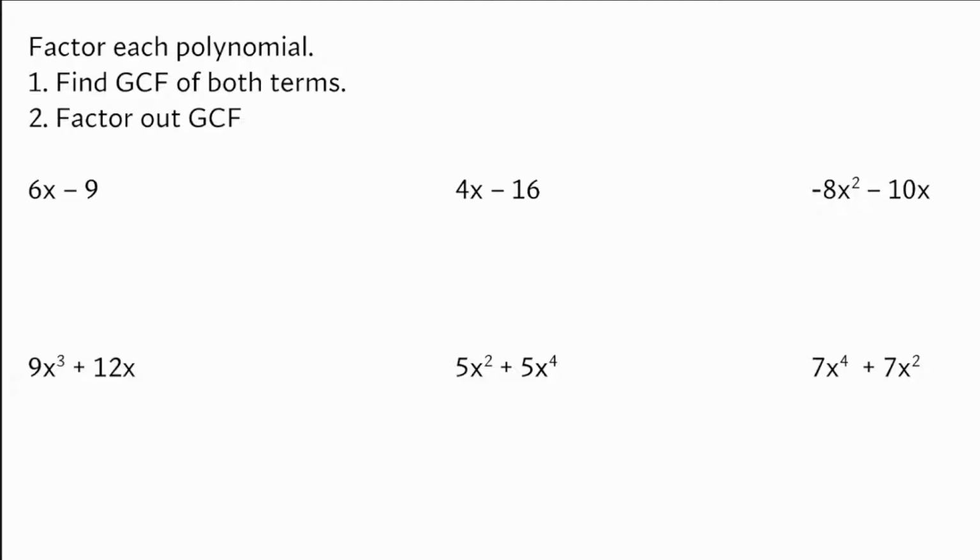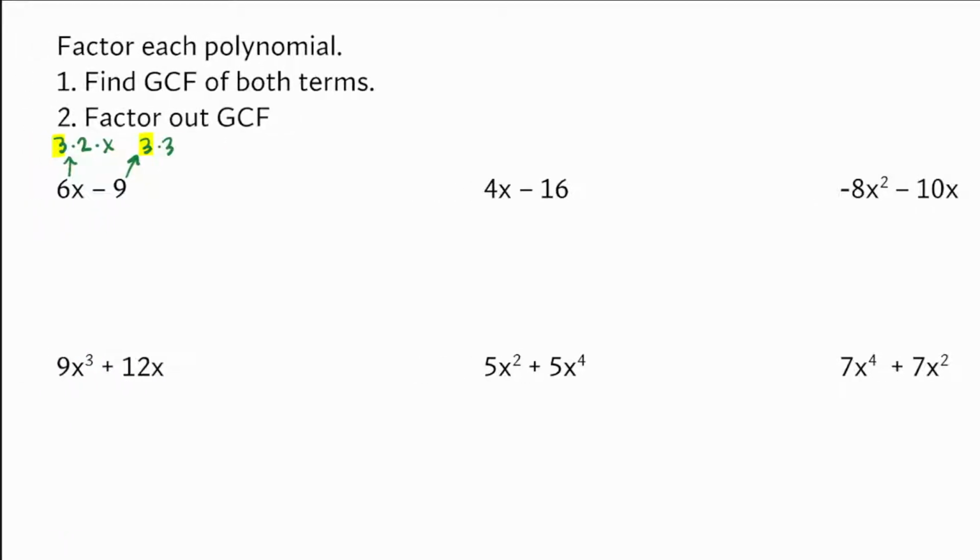So 6x minus 9. Okay, I'm going to say 6x is 3 times 2 times x, and 9 is 3 times 3. So I've got a 3 that's common, right? So I'll factor that out there. 3. And I'll be left with a 2x and a minus 3. Guess I needed to have a negative 3 times 3 there. Okay. And then for 4x minus 16, I've got a 4 that's common to both of those. So I'll take out the 4 and I'll be left with an x minus 4. We've done this before. Okay.